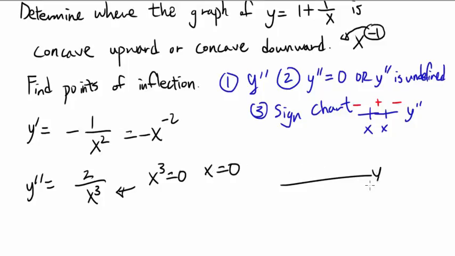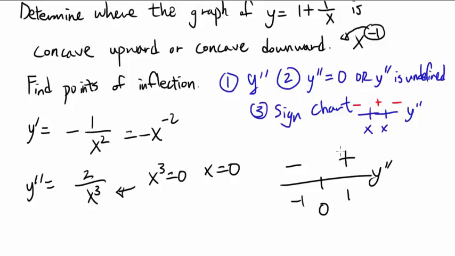Now let's make a sign chart. For y double prime, we have 0 as our value determined from step 2. To the left of 0, such as negative 1, plugging negative 1 into y double prime, we have 2 over negative 1 cubed, which is negative. Plugging in 1, a value to the right of 0, into y double prime, you get 2 over 1 cubed, which is positive.